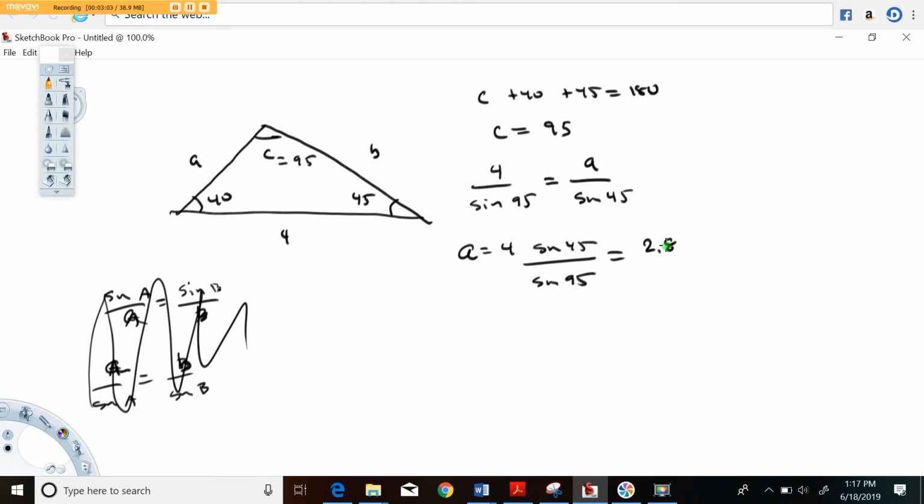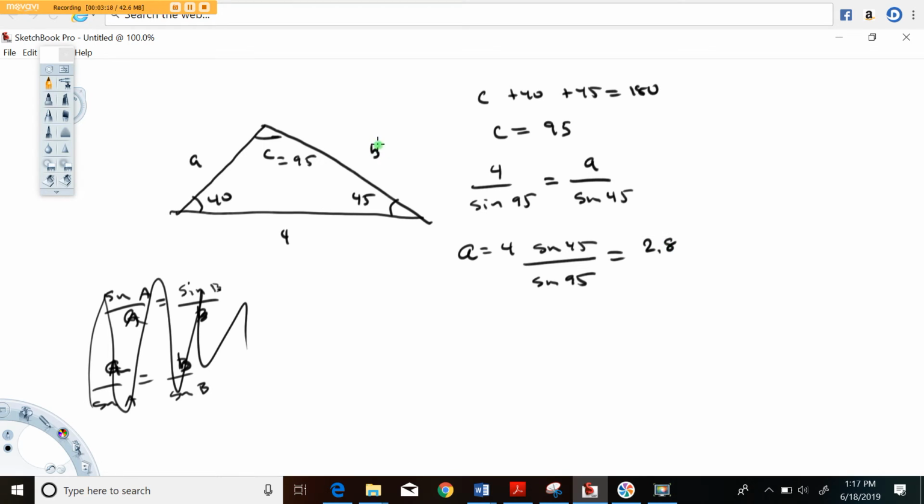Now, one of the things you may be used to from applying right angle trigonometry is finding a side and then using the Pythagorean theorem. I would warn you, you cannot do this here. The Pythagorean theorem does not apply to non-right triangles.